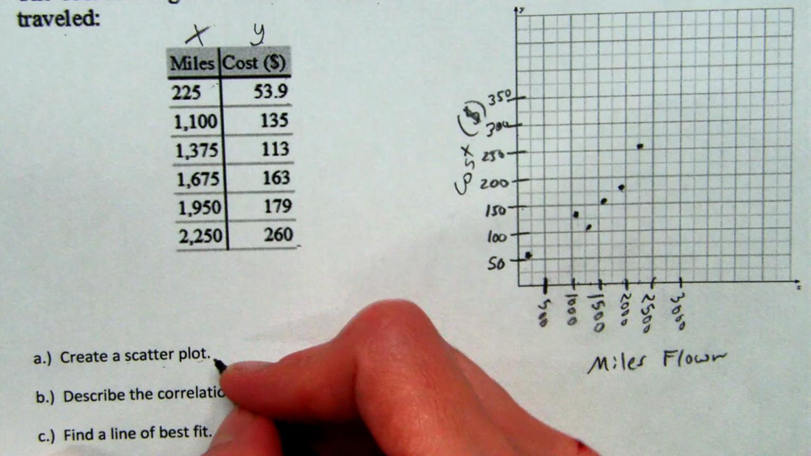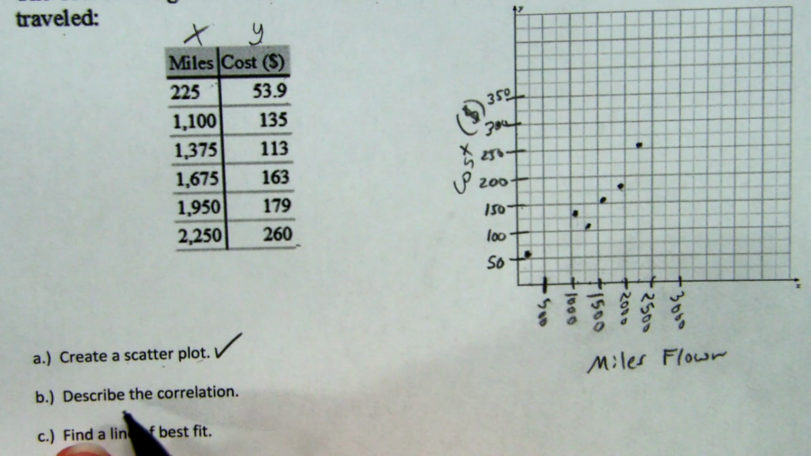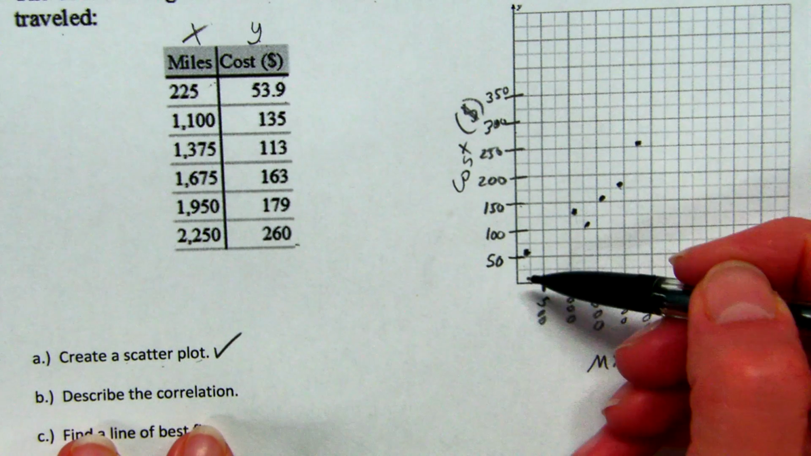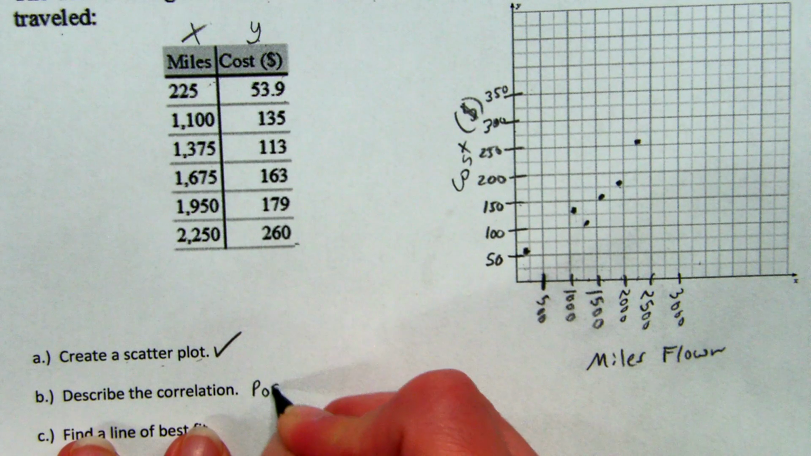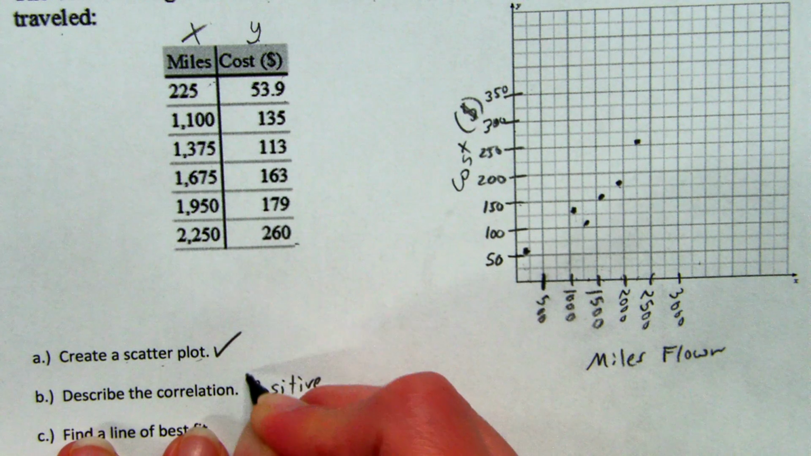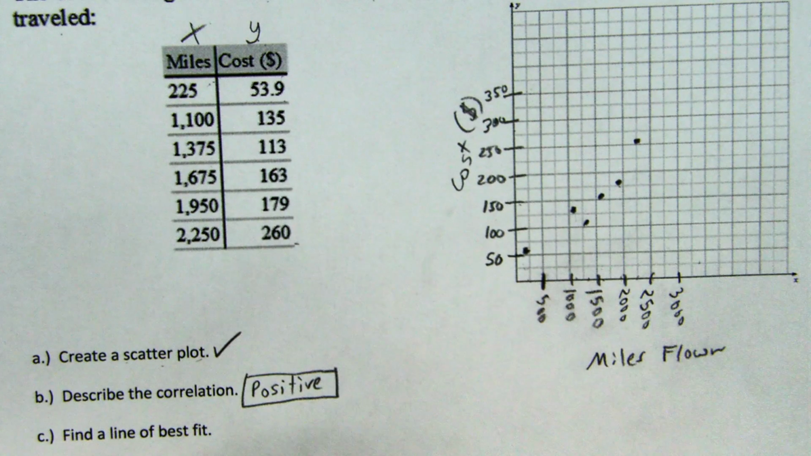So we made the scatter plot. Check that off. Number 1. Describe the correlation. The more miles you fly, the more it costs. So this is also a positive correlation. Sometimes we get negative, sometimes we get positive. Find the line of best fit.